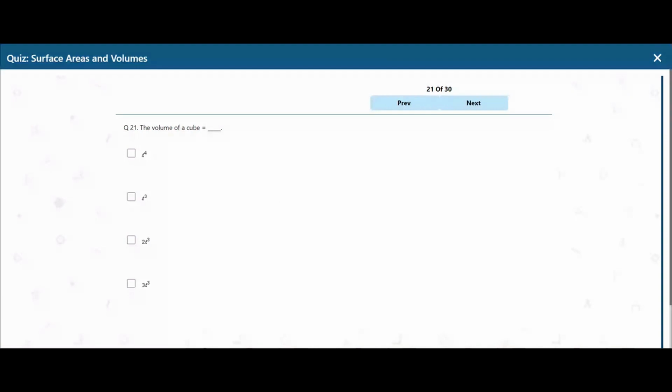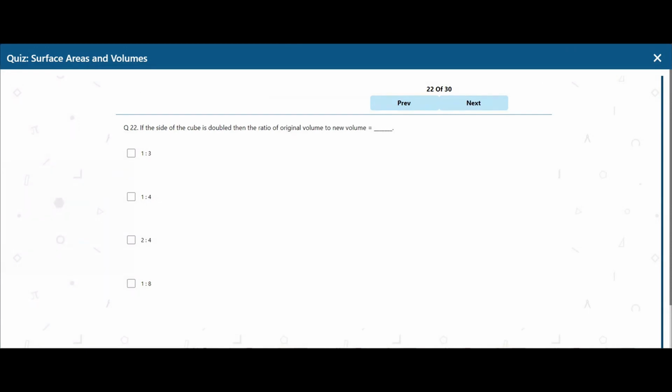Next is Priyadarshini. Volume of a cube. Second option, ma'am. Very good. Excellent.